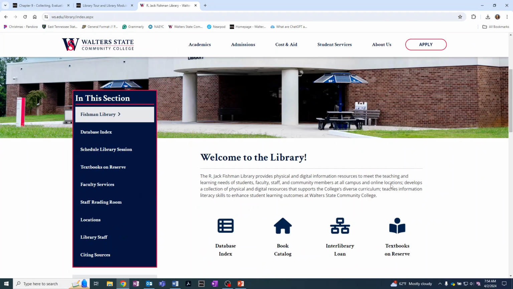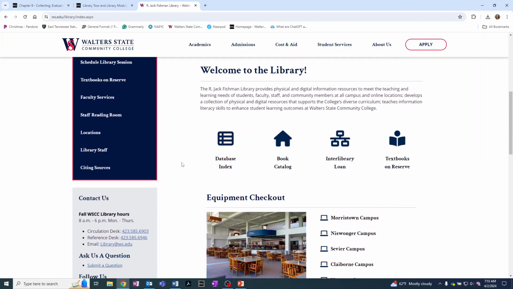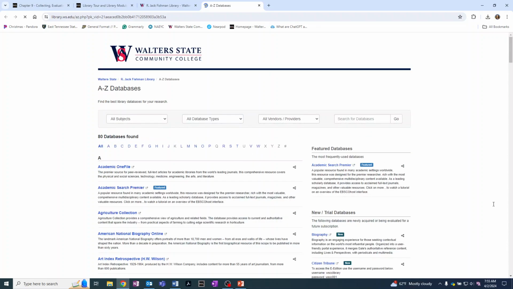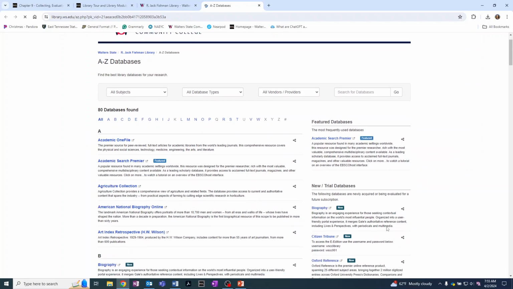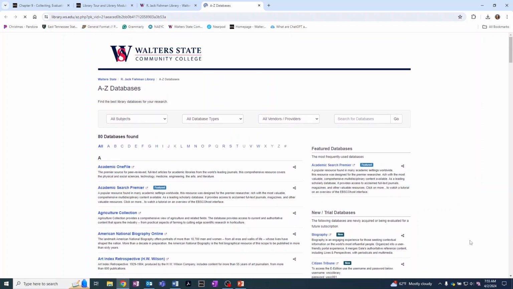Okay. So what you'll have to do is scroll down just a little bit until you see where it says database index, and you're going to click on it. Now, this is going to look familiar if you go through the library module because this is some of the things that she talked about in the module. There is a video I'm going to try to get to you for you to look at. But one of the things that I did want to note is that it can be a little overwhelming.